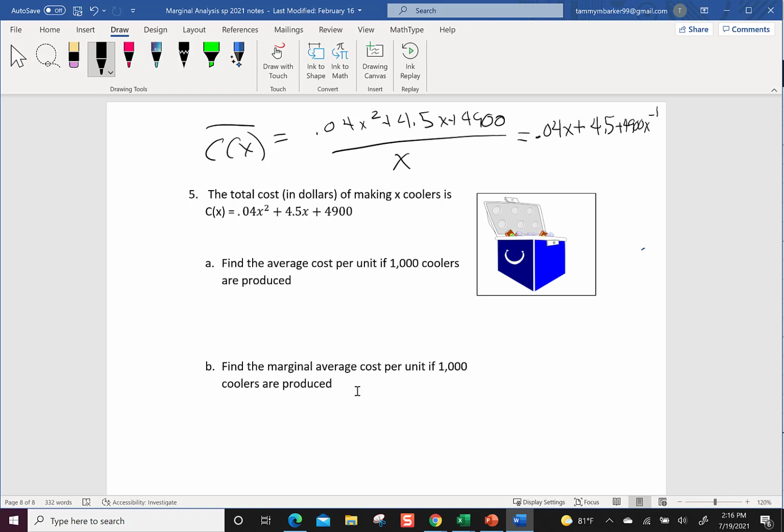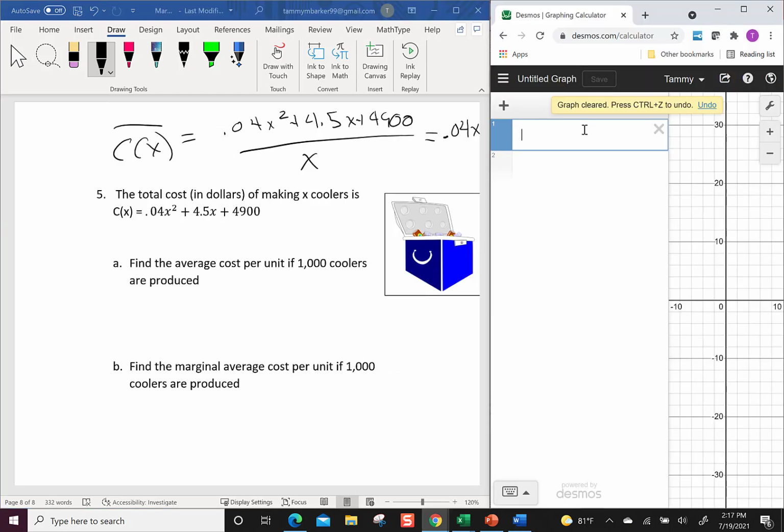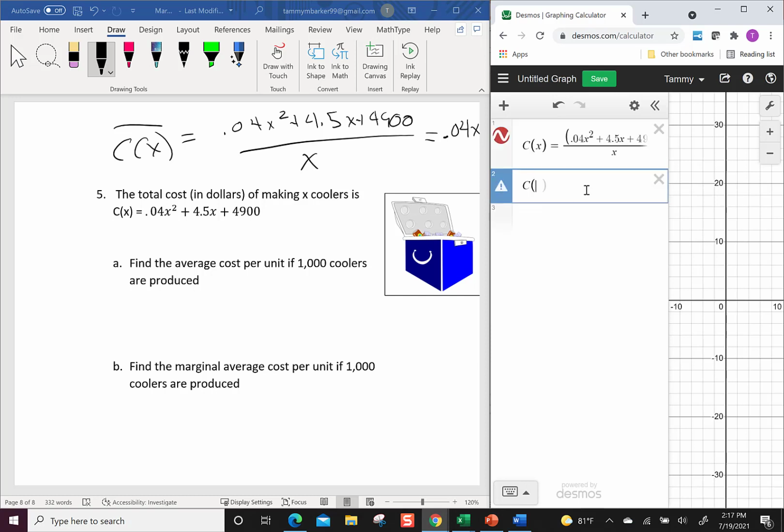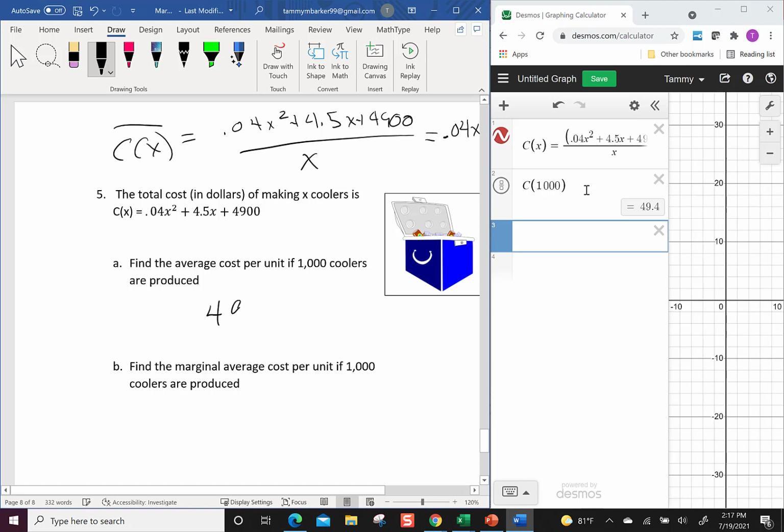Part 1 says plug in 1,000. So let's go back to Desmos and do it that way. So I have C of X equals, I'll do it as parentheses, 0.04 X squared plus 4.5X plus 4,900 divided by X. Now we can do C of 1,000. So it says the average price per cooler when we make 1,000 is $49.40.